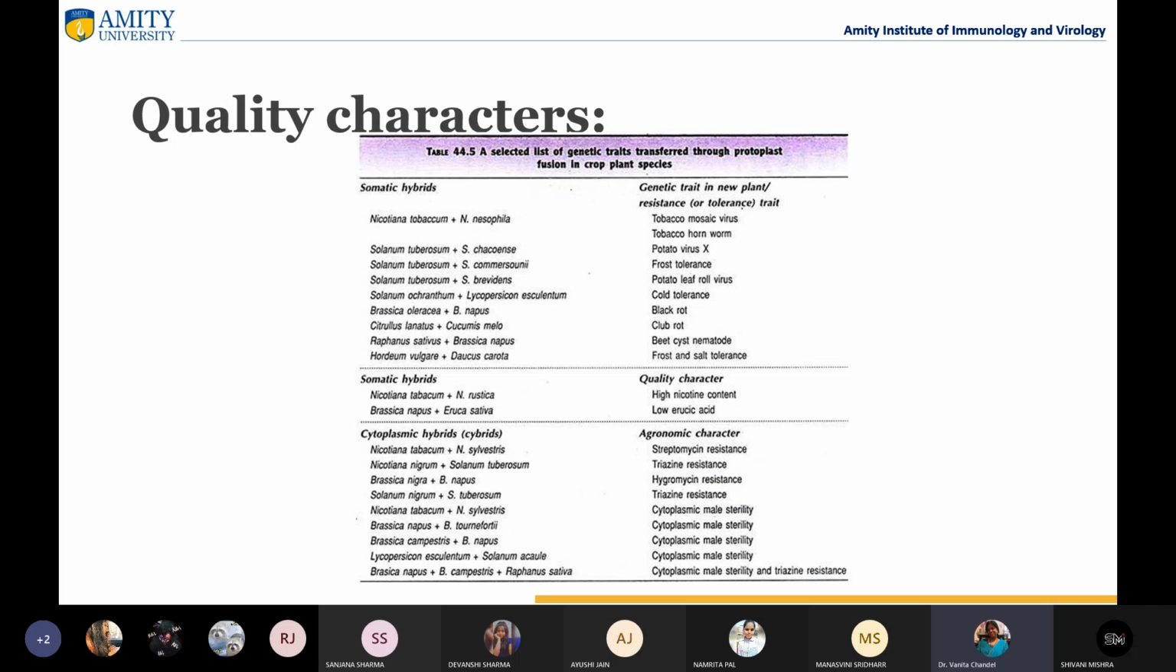Then again, they have also generated plants with a quality or character such as high nicotine content in Nicotiana tabacum, by crossing Nicotiana tabacum and Nicotiana rustica, two varieties, right? Again, cytoplasmic hybrids are being developed with agronomic characters such as resistance to streptomycin, or cytoplasmic male sterility is being introduced in certain plants. So this method has been widely used to confer resistance to plants, to improve the quality or character of the plant, or to introduce any kind of agronomic character in the plant, right?